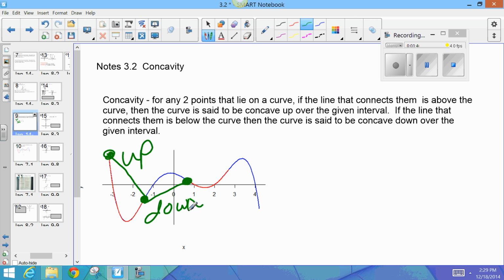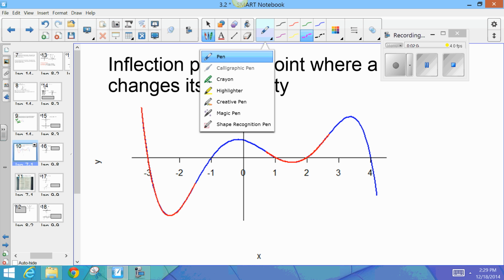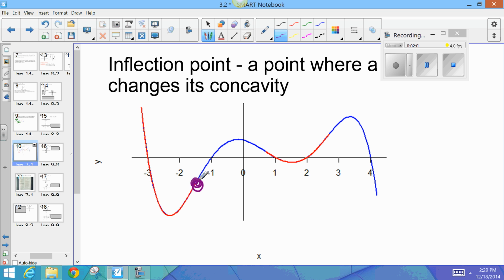The next thing that we're going to talk about is inflection points. They are the points where the graph changes concavity. So if it is concave, the points, I'm sorry, what color do I want? Let's go with purple. This is an inflection point. That's where it's changing from concave up to concave down.